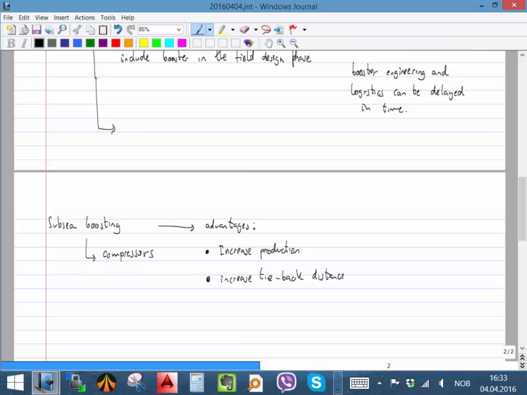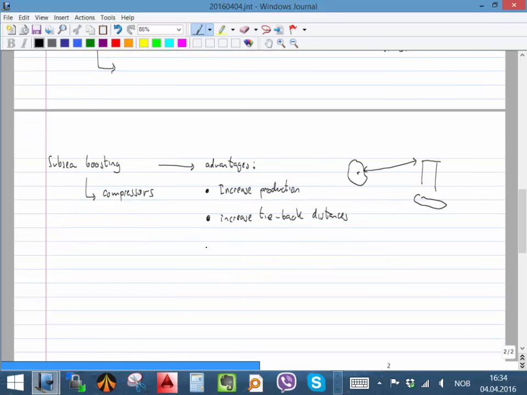distances. Let's say we have an existing, mature asset here, and now there is a new discovery, a new reservoir unit located someplace. The distance feasible to tie back has been expanded due to subsea boosting. Initially, if I depend only on natural flow, maybe the distance can be only 20 to 40 kilometers. But if now I put here a booster to help the stream go all the way to this old facility, then I can increase the tieback distance.